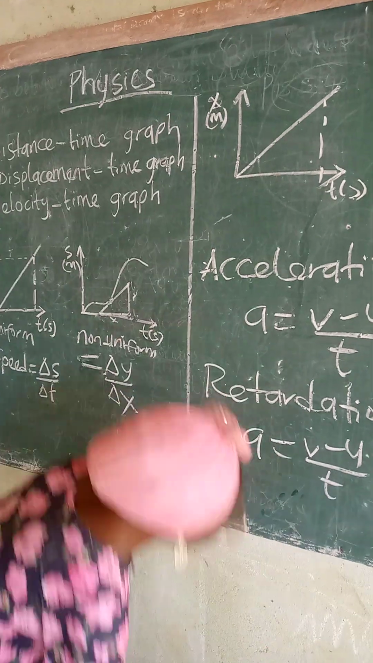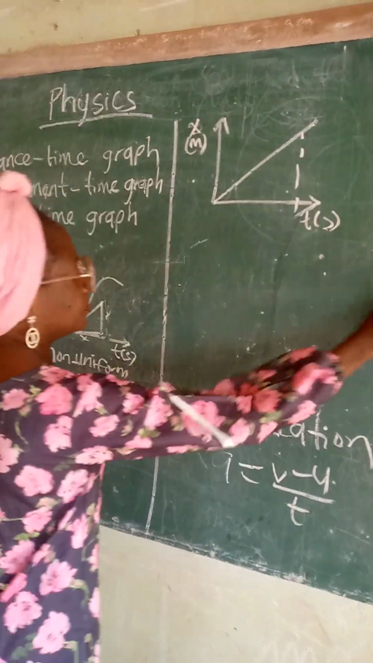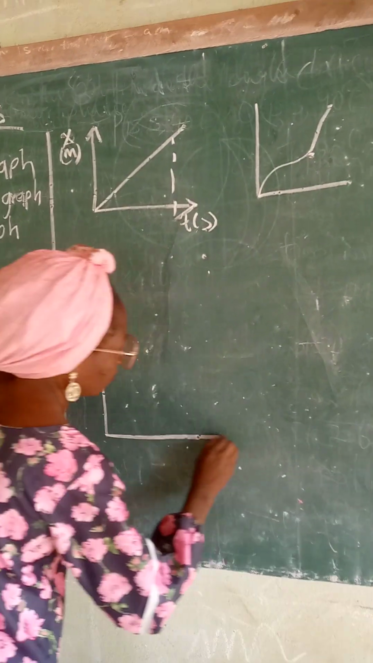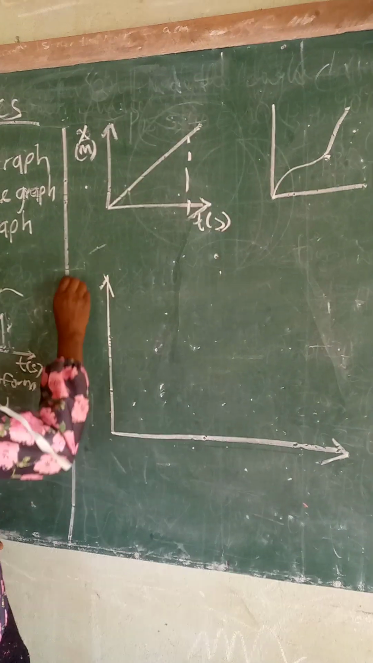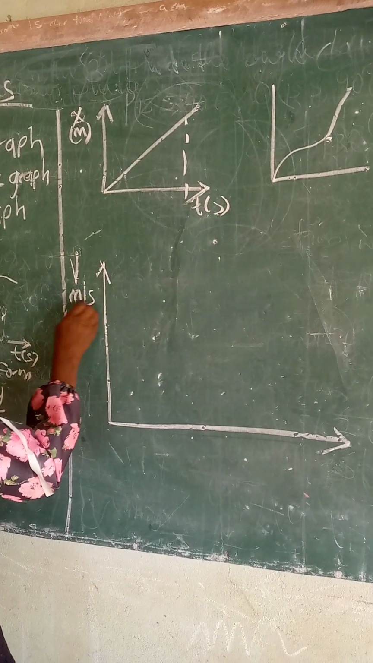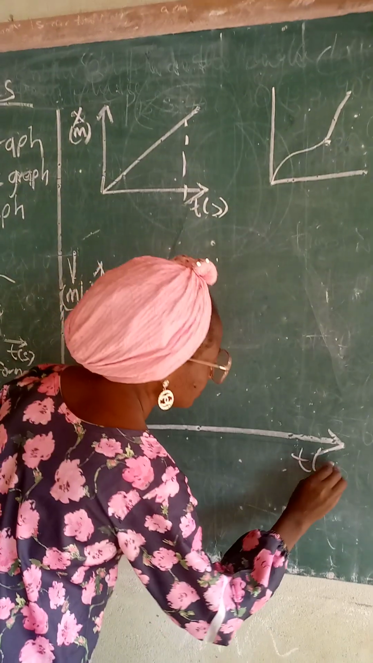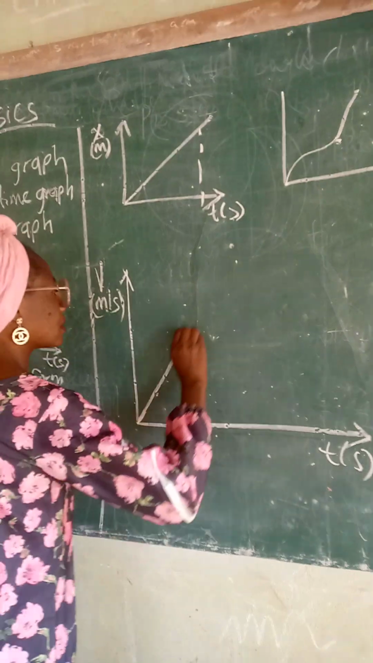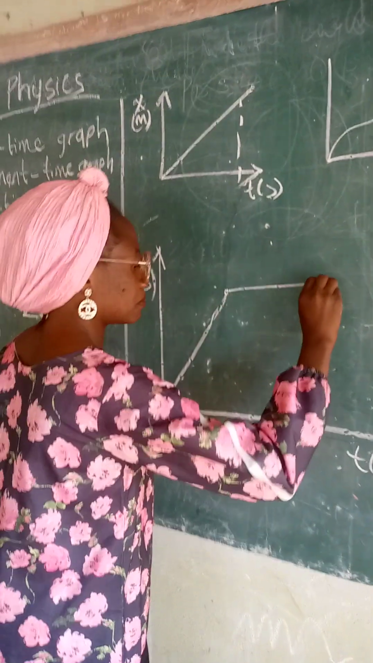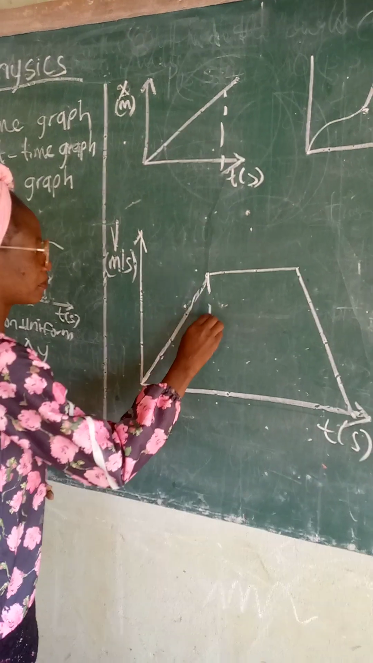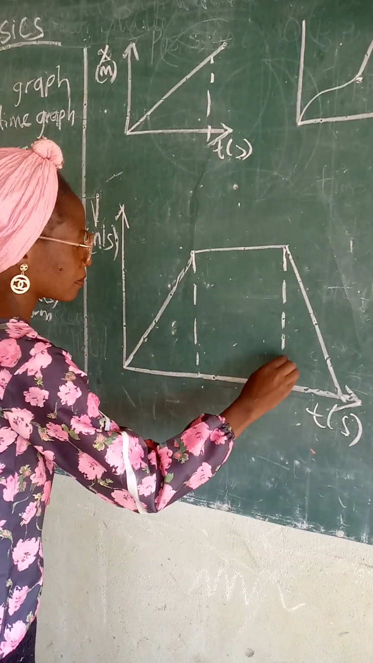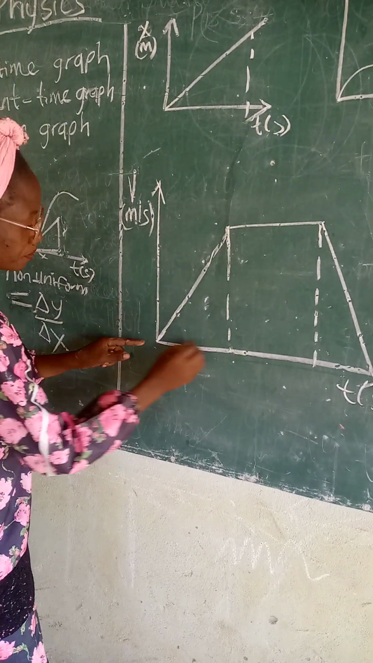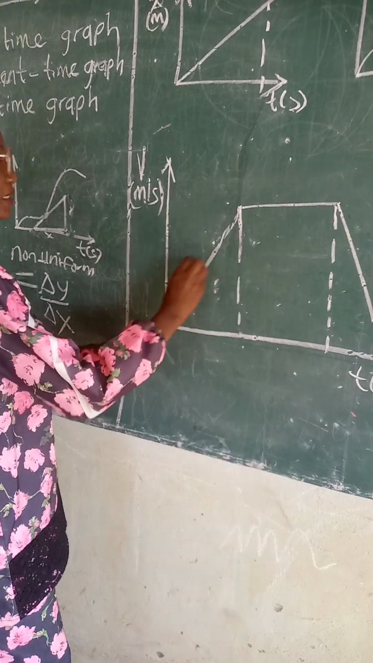Graphically, we can represent this. We have velocity in meters per second and time in seconds. Now if I want to represent this, we have this. You see, this triangle you are seeing, this shape, is termed acceleration.